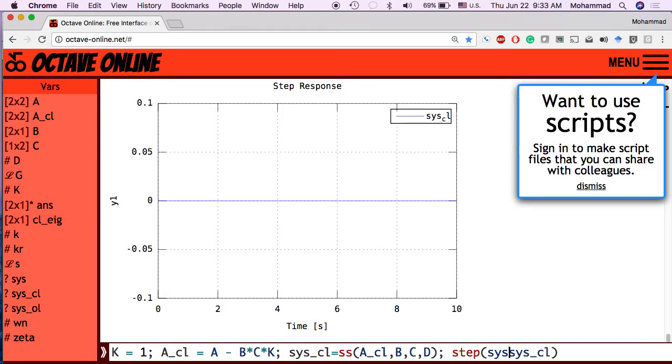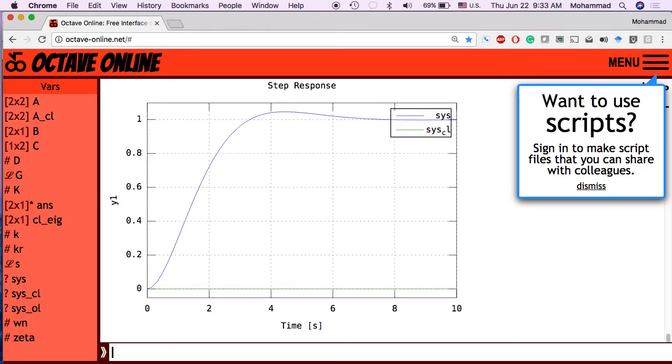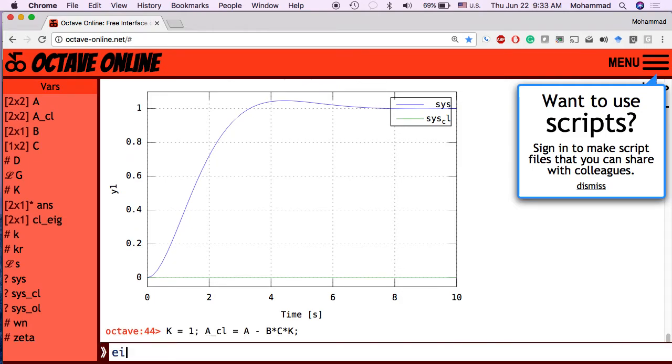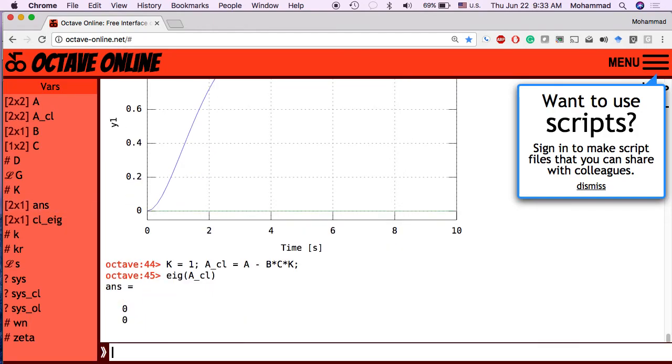So A is 1. A minus B times C times K. Let me see what did I do. So this is A closed loop. Let me look at eigenvalue of A closed loop to see what I did wrong. So eigenvalues of A closed loop are not supposed to be at 0 and 0. It doesn't make sense. So what is C?